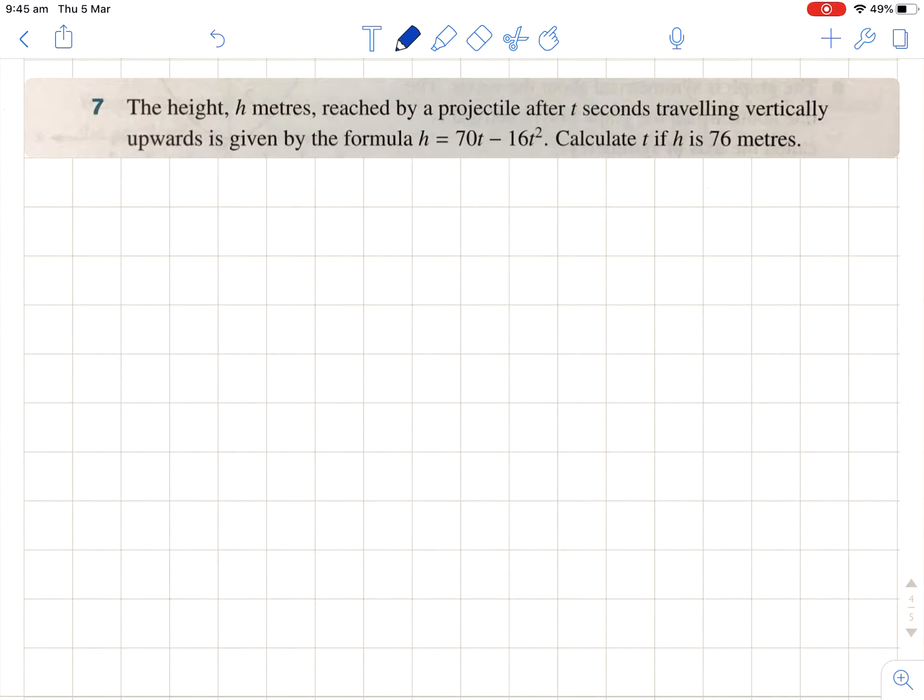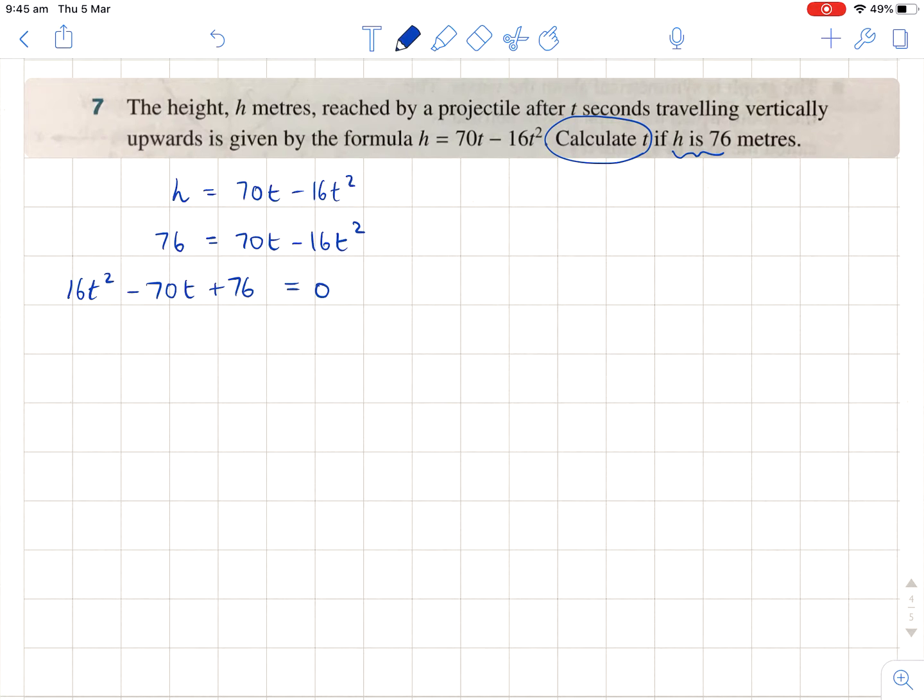So in this problem, it is really just a matter of substitution and then solving the equation. If I know that h is 76, I can put that directly into my formula. H equals 70t minus 16t squared, so I get 76 equals 70t minus 16t squared. At the moment, we have been solving equations when they're equal to 0. This equation doesn't equal 0, so what I do is rearrange the equation to make it equal 0. So now my equation looks like this.